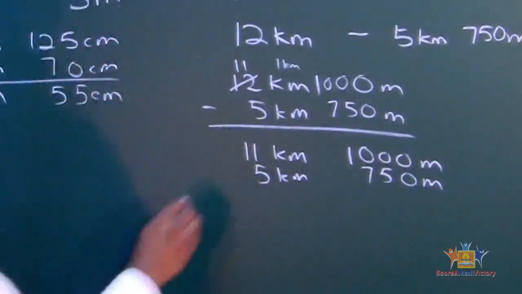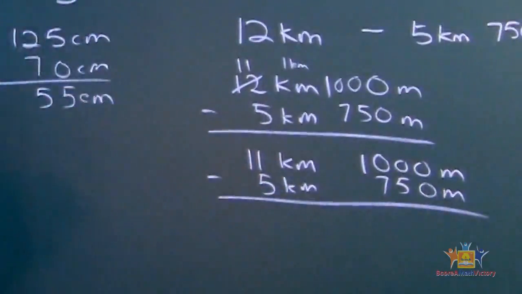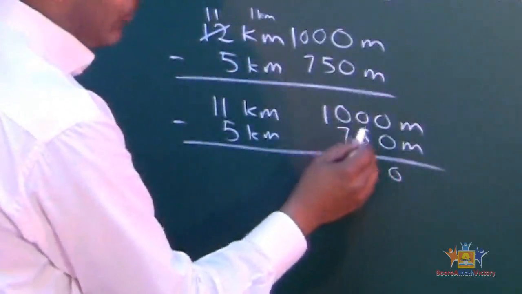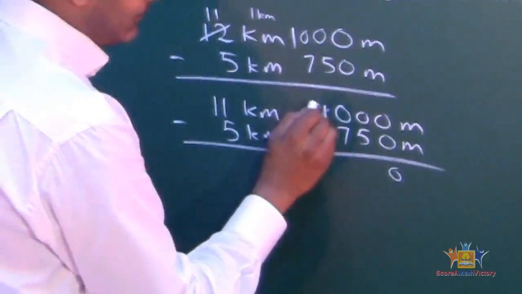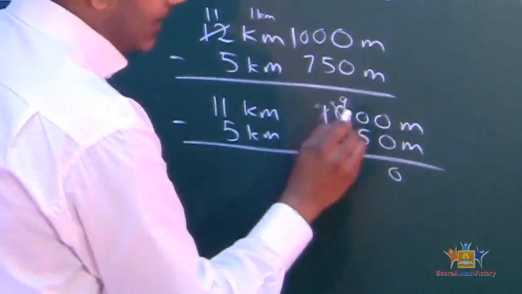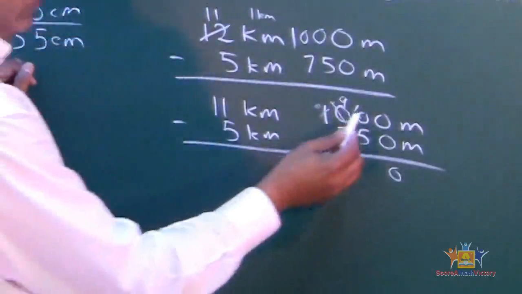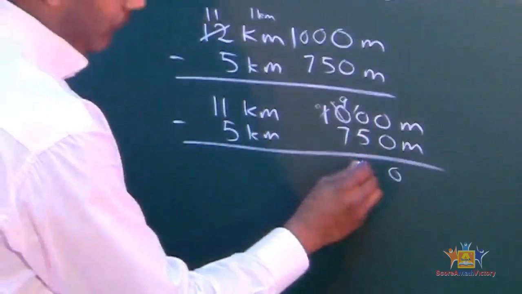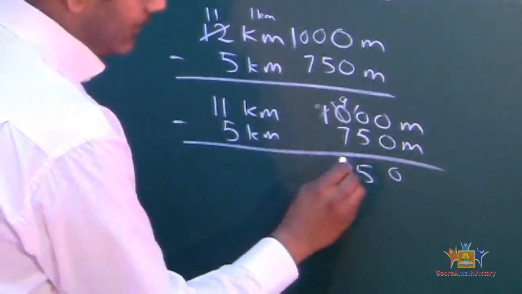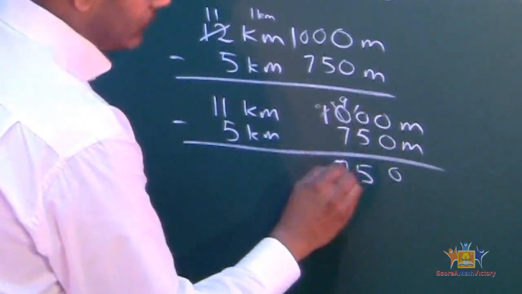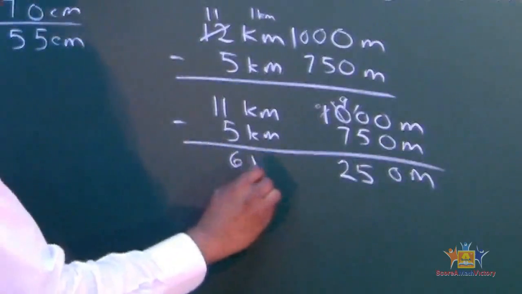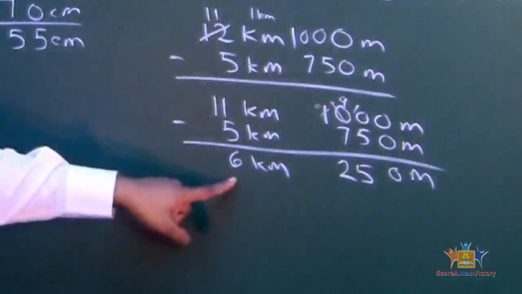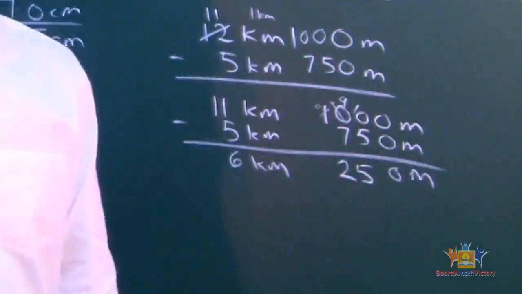See that? Okay, now I subtract. Now we can subtract. 0 minus 0 is 0, 0 minus 5, I cannot. I borrow from this 0, none, so I borrow from this. So this one becomes 0, this one becomes 10, this one becomes 9 and this one becomes 10. So 10 minus 5, 5. 9 minus 7, 2. See that? So it becomes 250 meters. 11 minus 5, 6 kilometers. So 6 kilometers, 250 meters.